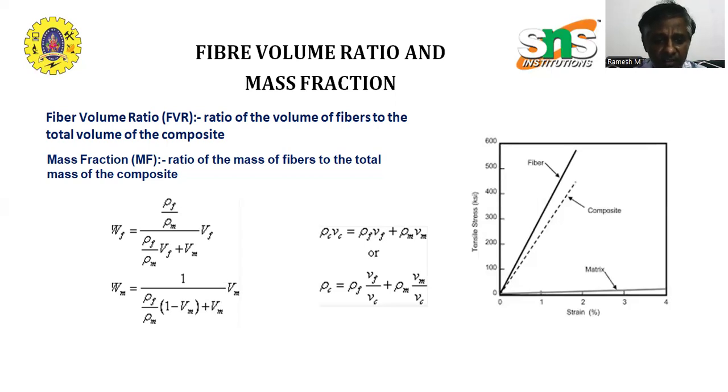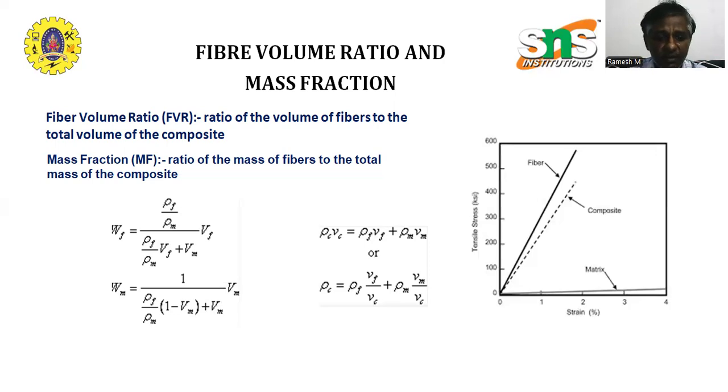Let's start with the fiber volume ratio. Actually, it is defined as the ratio of the volume of fibers to the volume of the composite. Generally, the composite is nothing but the fibers plus the matrix. So fibers and matrix put together are called the composite. So it is given as the ratio of the volume of fibers to the total volume of the composite.